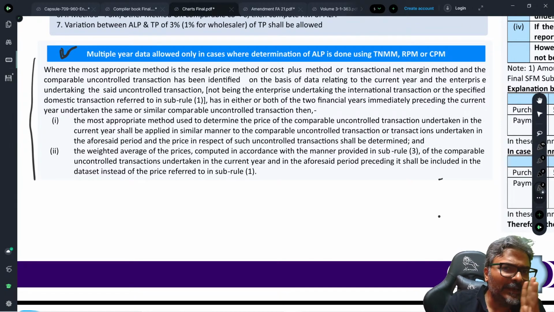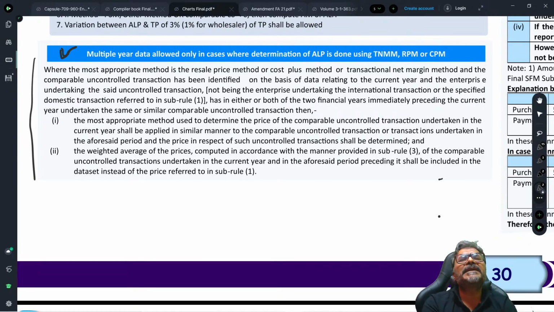Students, the three methods, where is the margin involved? In which methods do we use the margin? In which transfer pricing method do we use the margin? So there are three methods, which is the resale price method. There we take the margin. The cost plus method. There we take the margin. And also the transaction net margin method. In that method also we take the margin. These are the three methods in which we take up the margin.